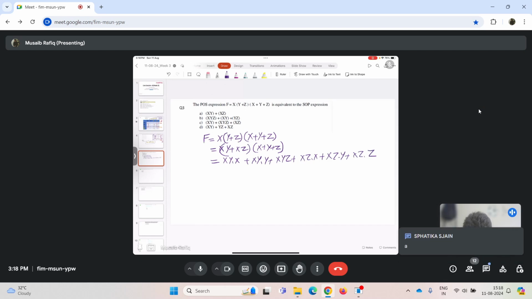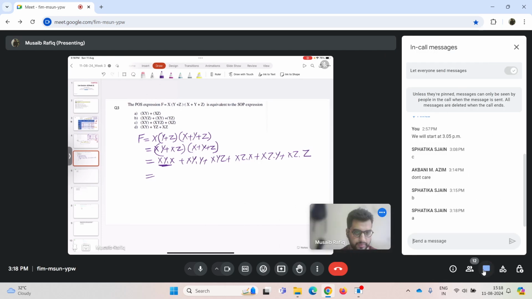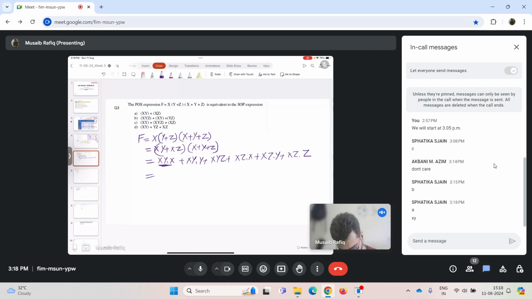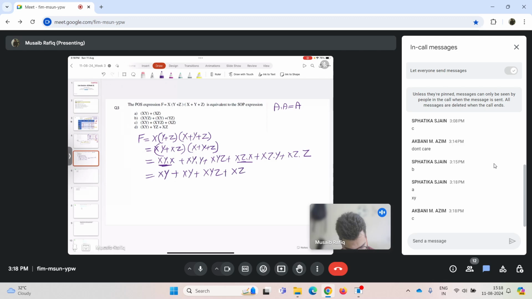Now, can anyone tell me what this will be equal to? xy times x, and which property am I using here? xy times x will be equal to xy, correct. So the property I am making use of is a times a is a. Similarly, xy times y will be xy, xyz will be xyz. Then again, xz times x will be xz, xz times y will be xyz, and xz times z will be xz.